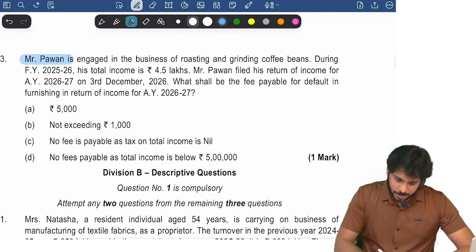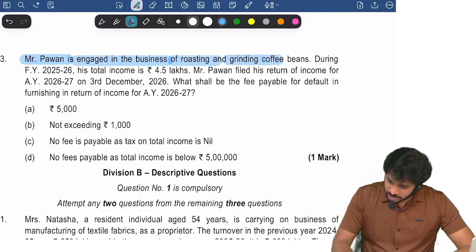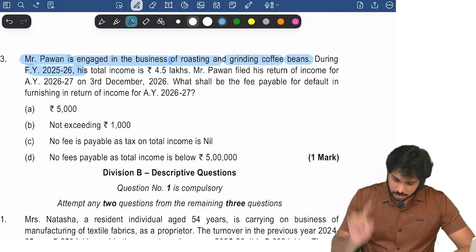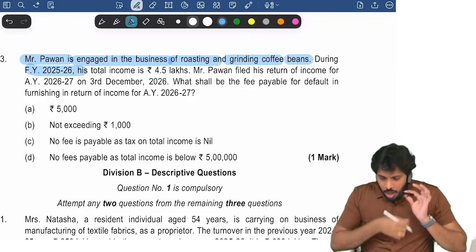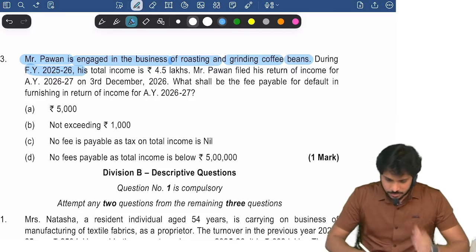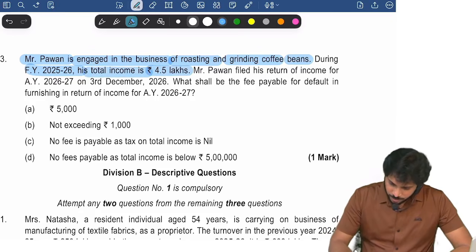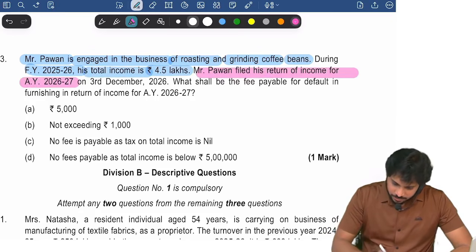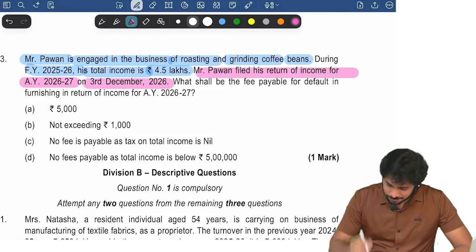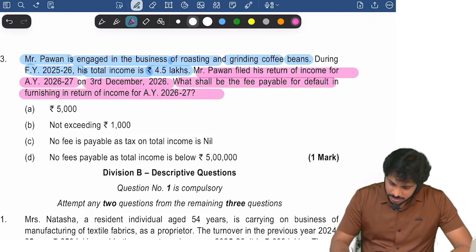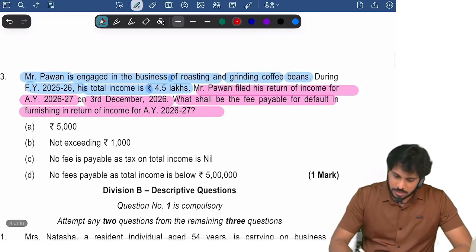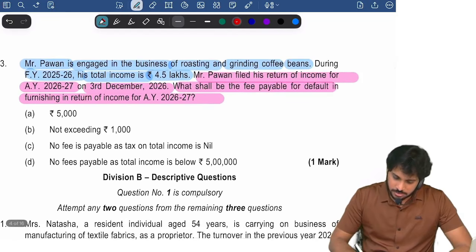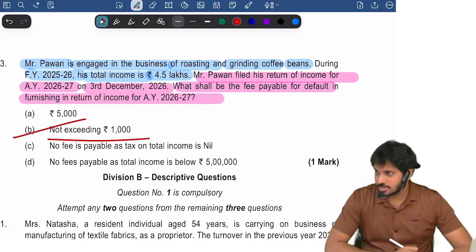Next one. Mr. Pavan is engaged in the business of roasting and grinding coffee beans. During the year, roasting is also there. Remember. Okay. His total income is 4.5 lakh. Pavan filed return of income for the assessment year on 3rd December, belatedly. What shall be the fee payable for default in furnishing return of income? 1,000 rupees. Not exceeding 1,000.